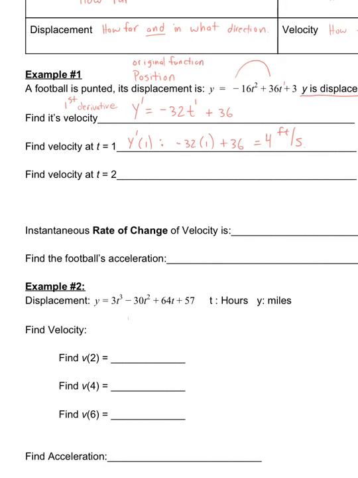Now let's find the velocity at 2. So we want y prime of 2. We plug 2 into our derivative function: negative 32 times 2 for t, plus 36. Negative 32 times 2 is going to give us negative 64 plus 36. It's going to give us a negative velocity. So negative 28, and it is feet per second.